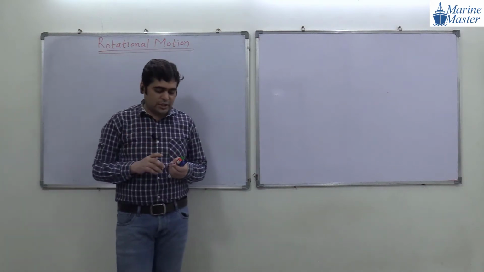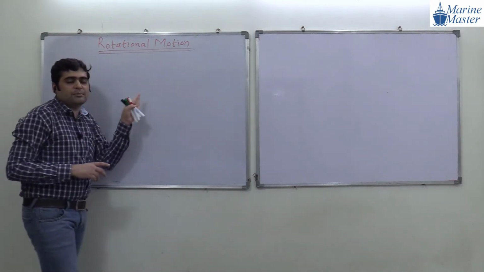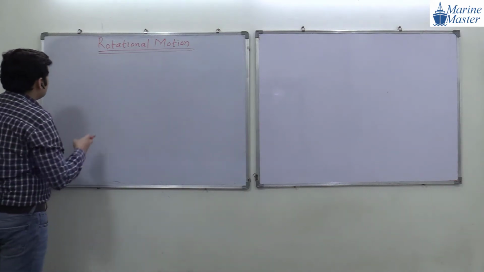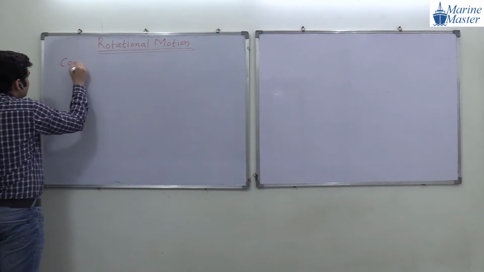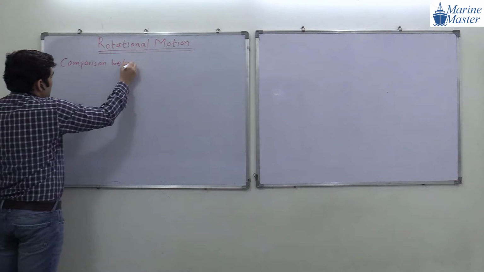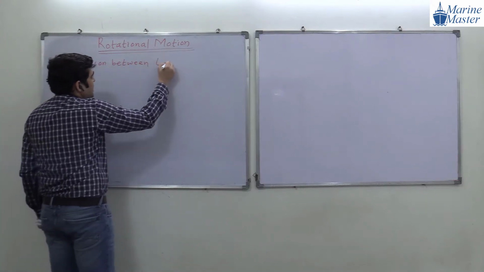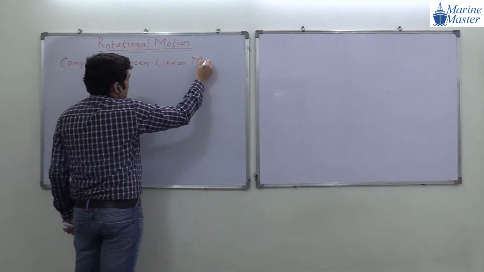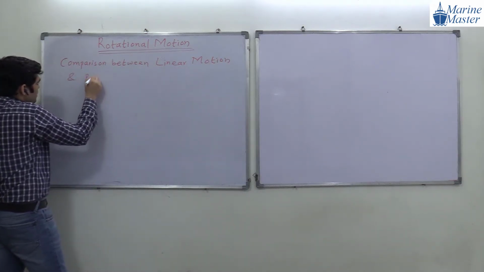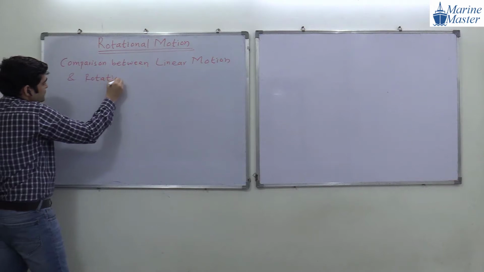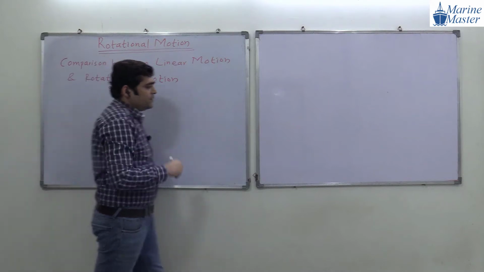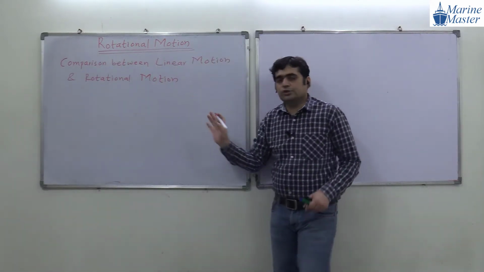Okay guys, try to see the scenario. Everyone give the heading. The next chapter that we are going to study is rotational motion. Now, the first point we are going to study is the comparison between linear motion and rotational motion.